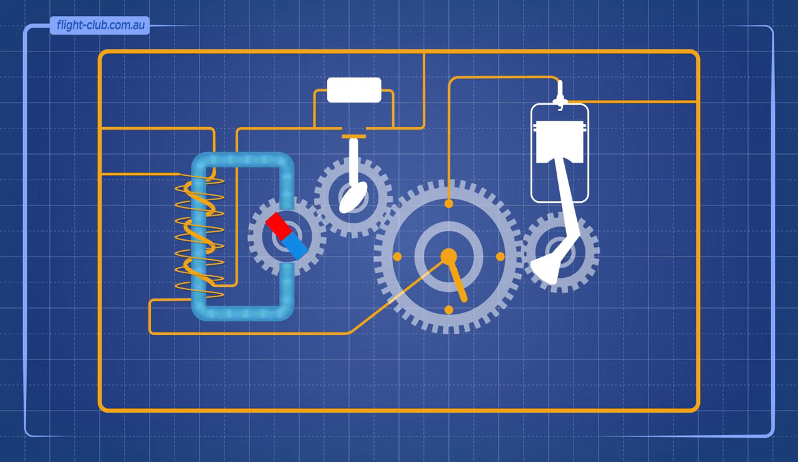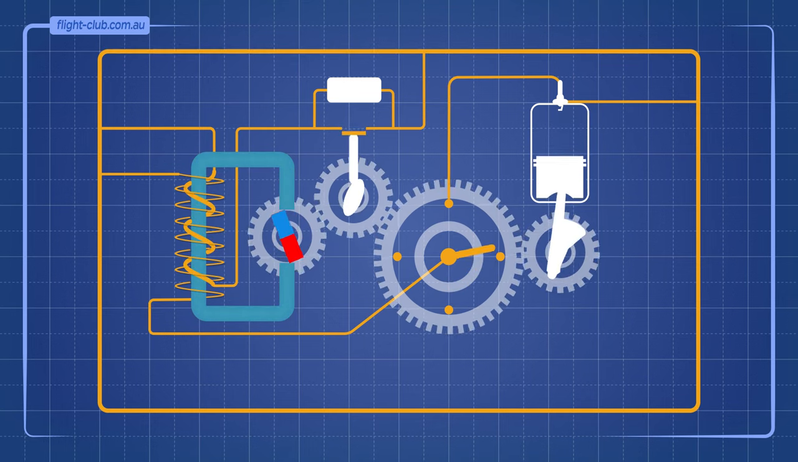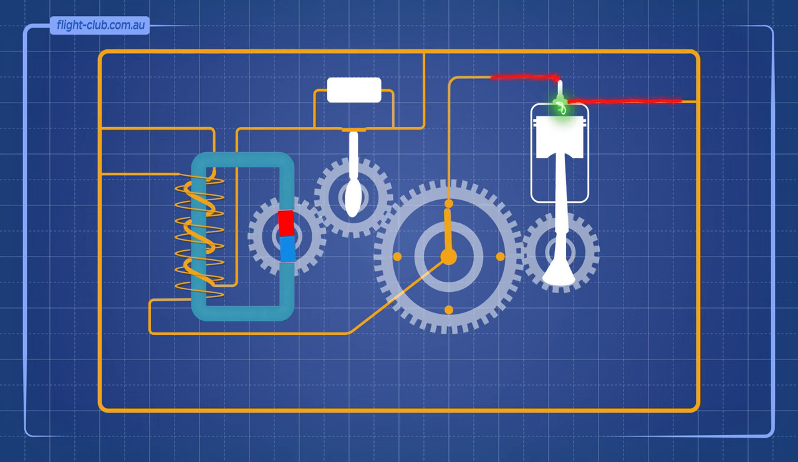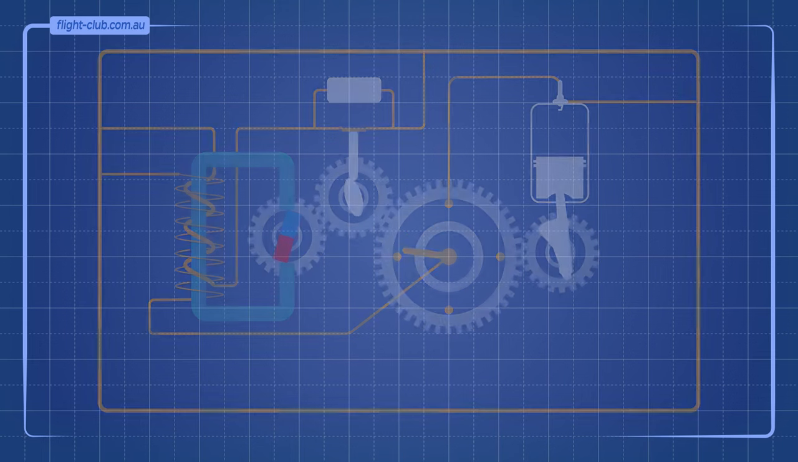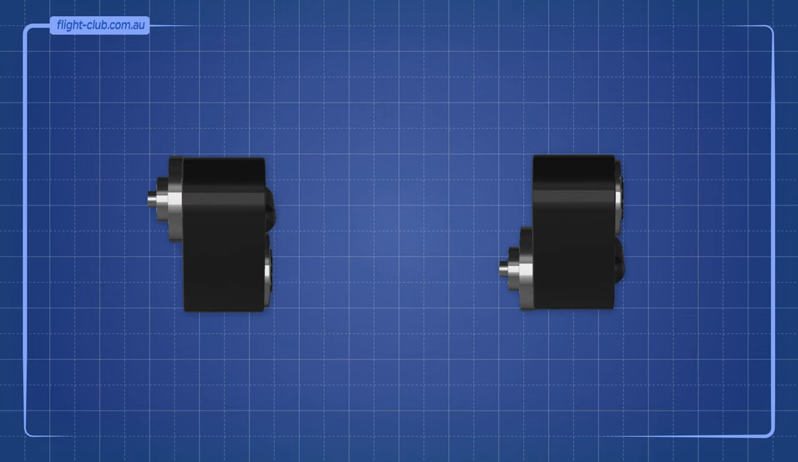The magneto is a simple and reliable device. Over time, however, the plastic gears may fracture or the capacitor may break and the magneto may fail to create the spark. For this reason, aeroplanes have two magnetos, for backup and improved performance.